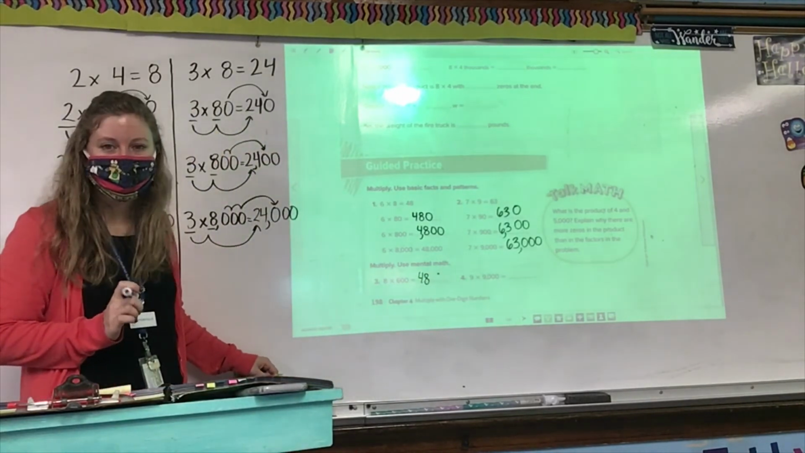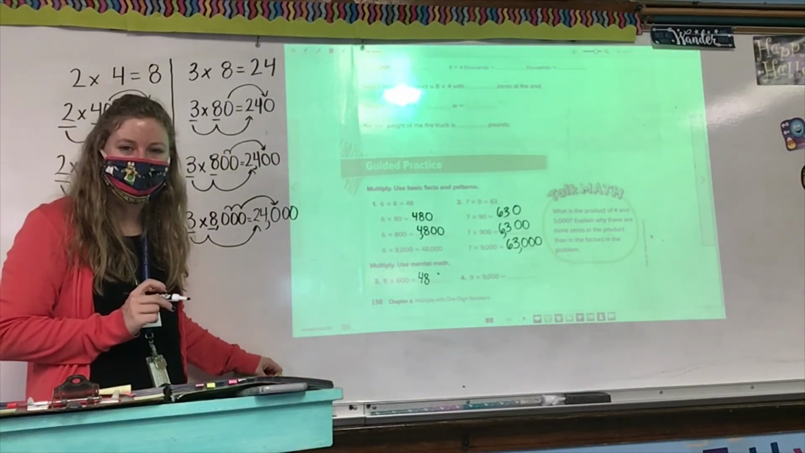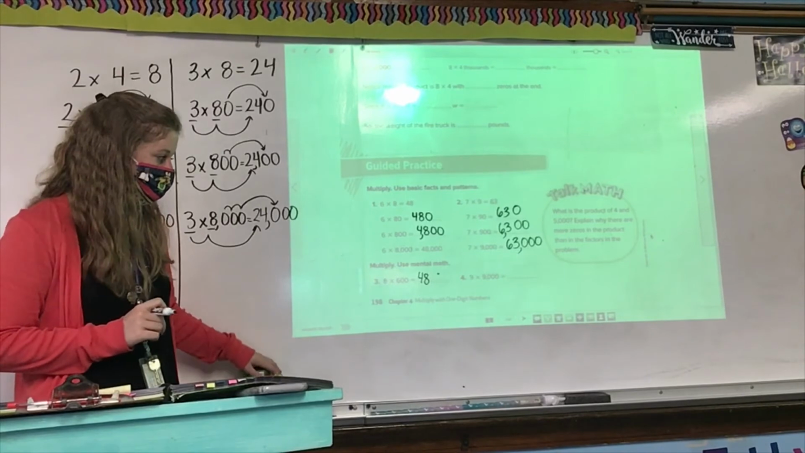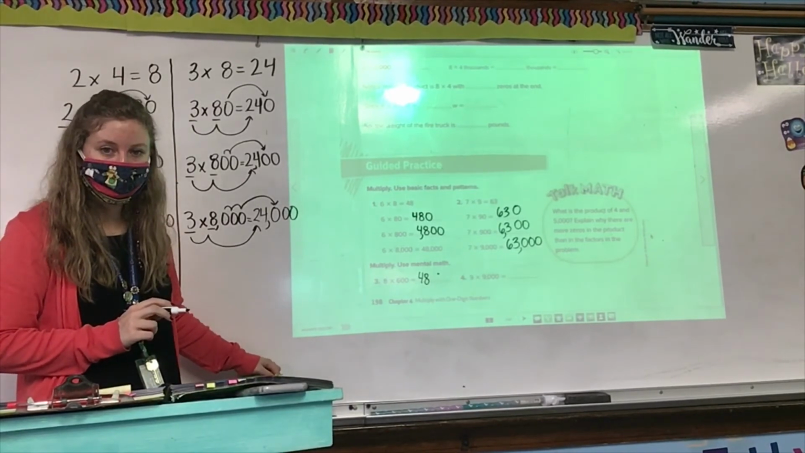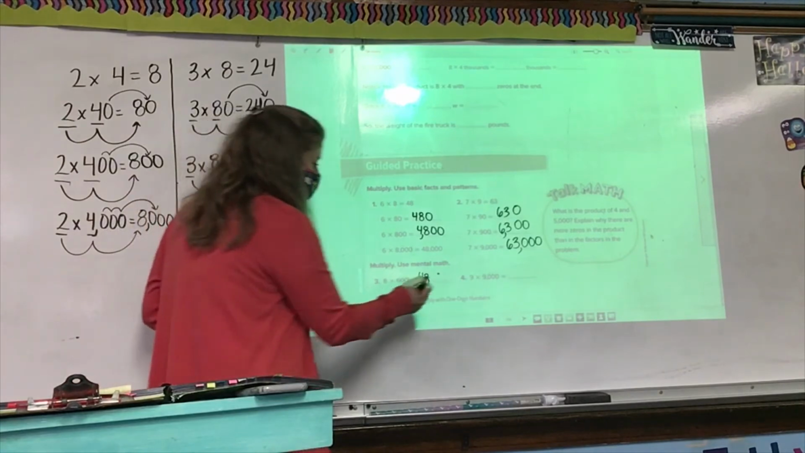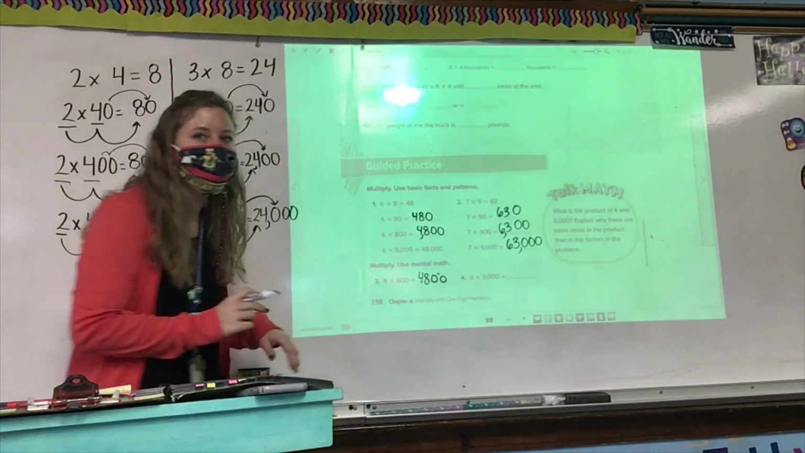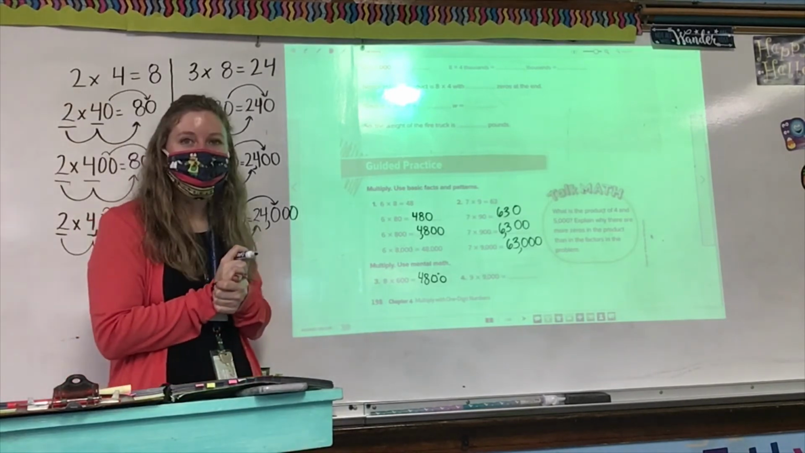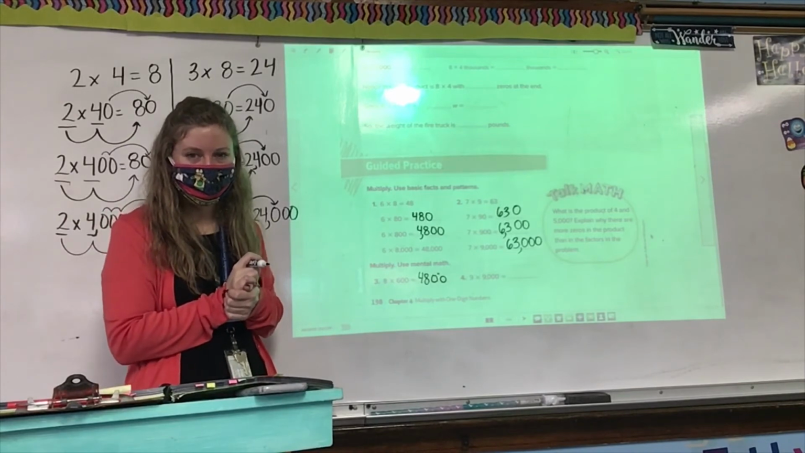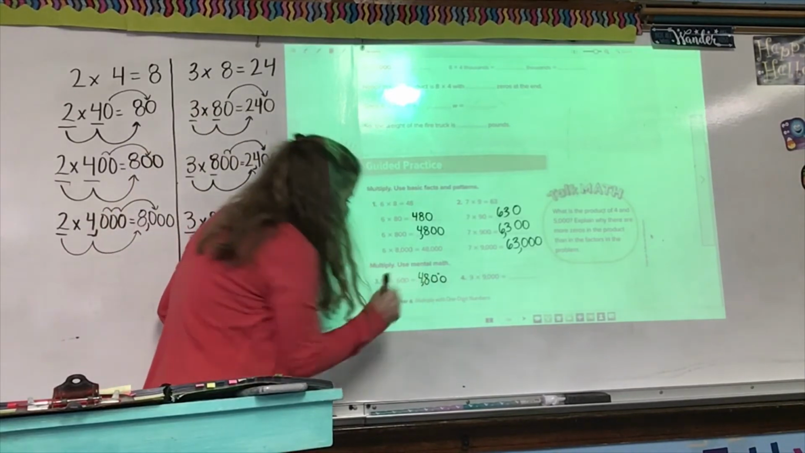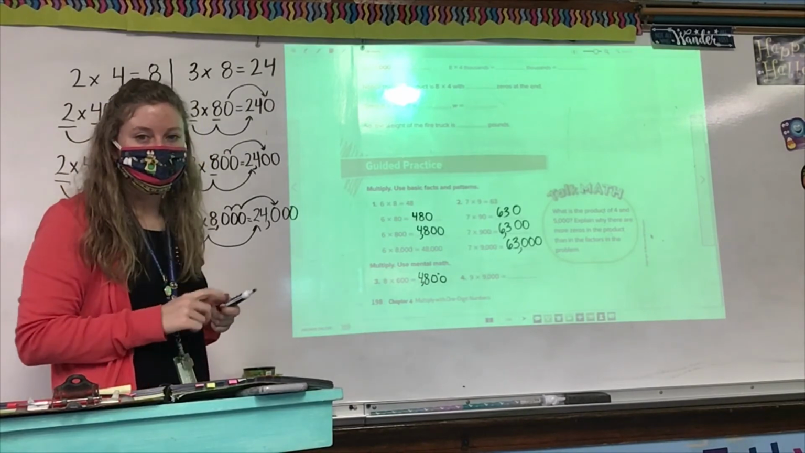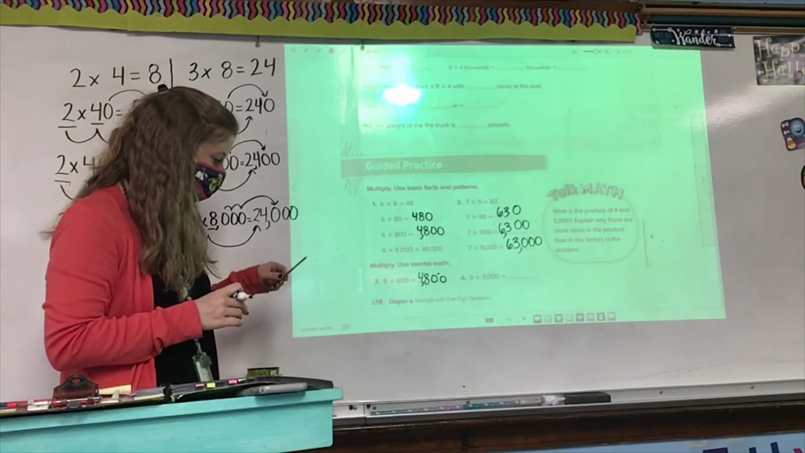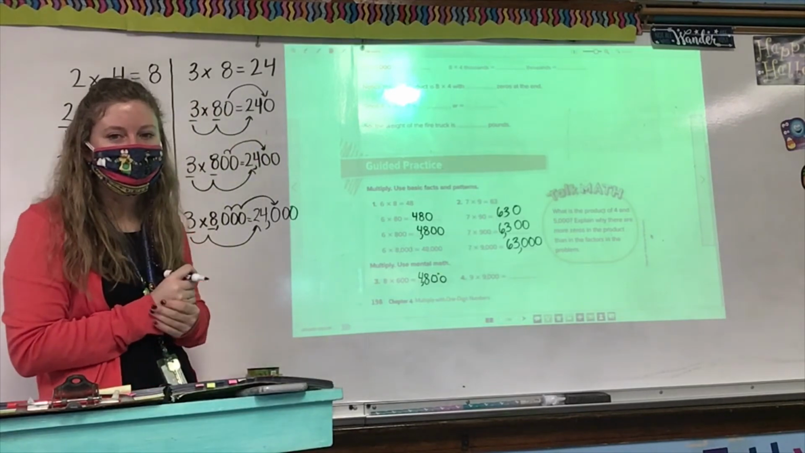Step 3. Count the zeros at the end of the factors. How many zeros do we have? 2. So step 4 is to put the zeros at the end of the answer. 1, 2. My unwritten step 5 is to look for where to put the comma. I know I put it every 3 digits, so where's my comma going to go in this number? Between 4 and 8. So that means 8 times 600 is 4,800. Very good. Number 4, 9 times 9,000.